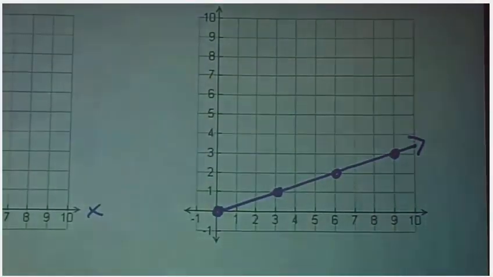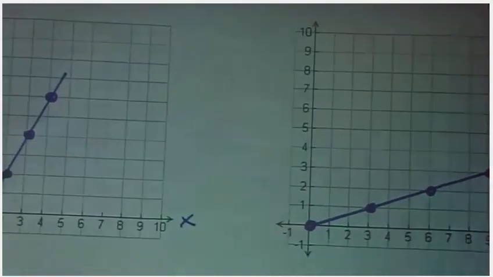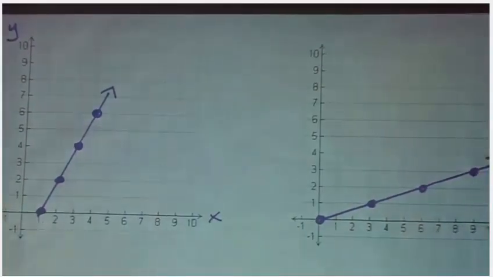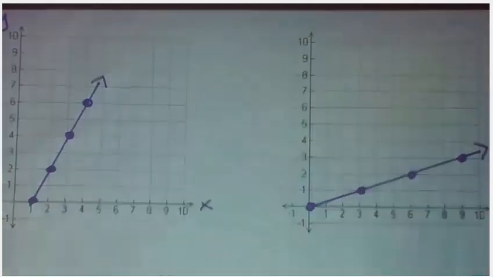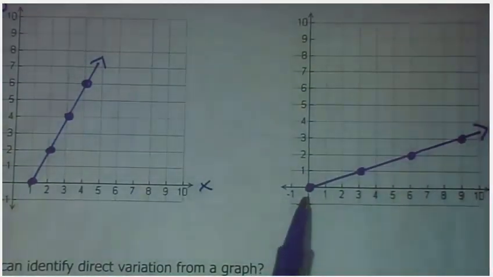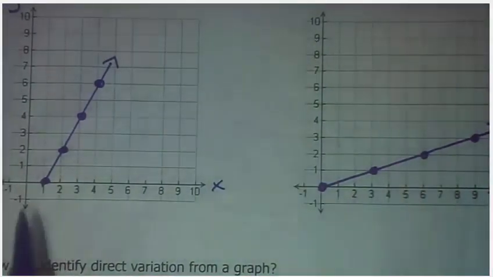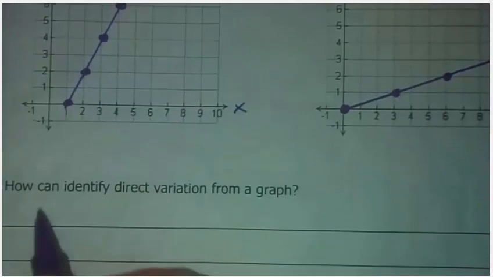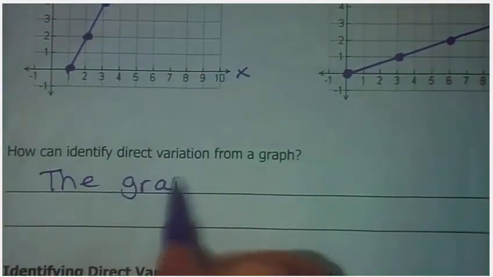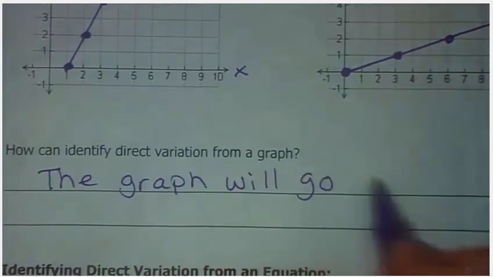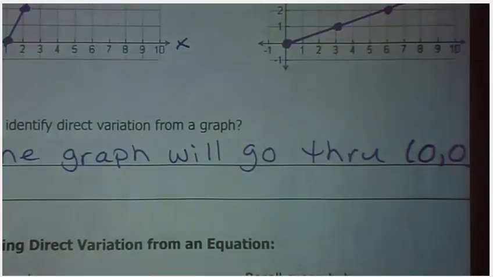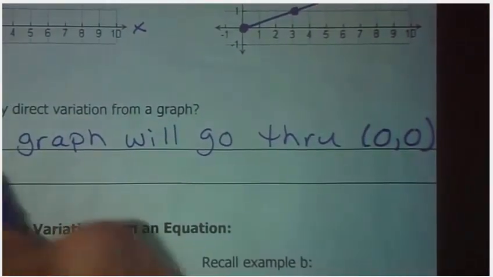So we already know from our data tables which one shows direct variation and which one does not. But look at these two graphs. I suppose I should make them as similar as possible. What do you notice is different? First thing I notice is that this graph starts at 0, 0 right at the origin, and this one doesn't. It's kind of scooched over a little bit. So that's really one of the first things that you should notice about direct variation: the graph will go through the origin, which is the point 0, 0. We can call it the origin.